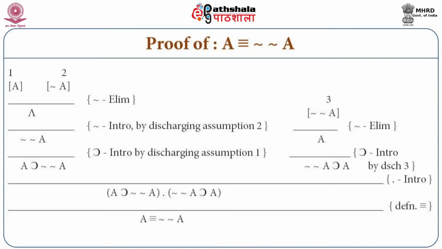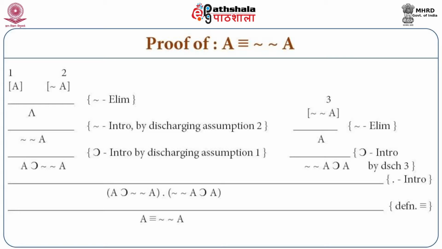Let us go towards the right side. Assumption number 3, not A, with the help of the elimination rule of negation, we can infer A. Now, with the help of introduction of implication, we can infer that not A implies A, and we can discharge our assumption 3.